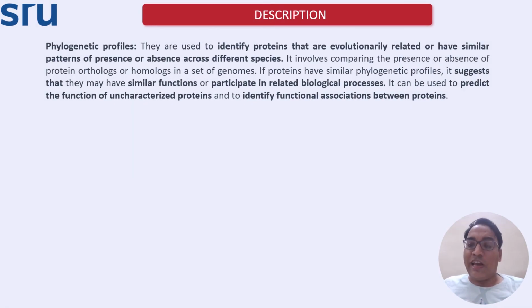To understand that further, here I have given the definition, which you should always remember. Phylogenetic profiling is to identify the profiles that are related or have similar patterns of presence or absence across different species. It suggests that they may have similar functions and participate in related biological processes, as I have just been telling you, to predict the function and characterize proteins. Simple. It's only the presence or absence, just to indicate that they may be involved. I'm not saying they must be involved or they will be involved. They may be involved.